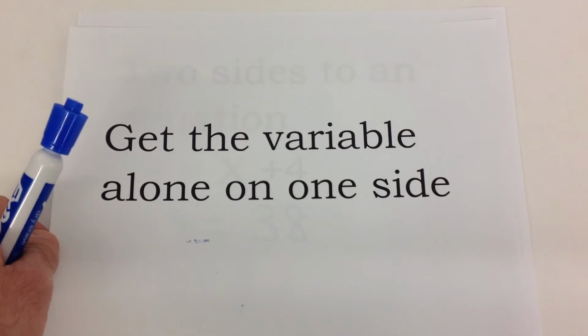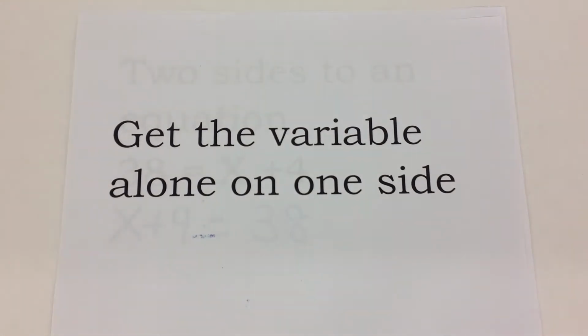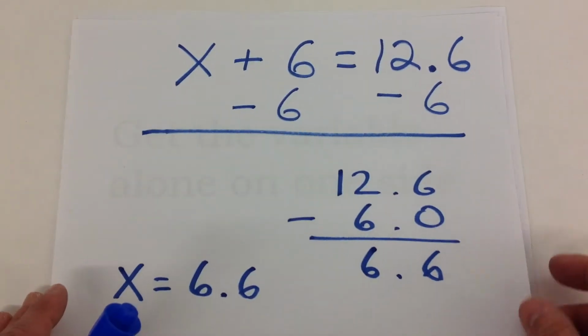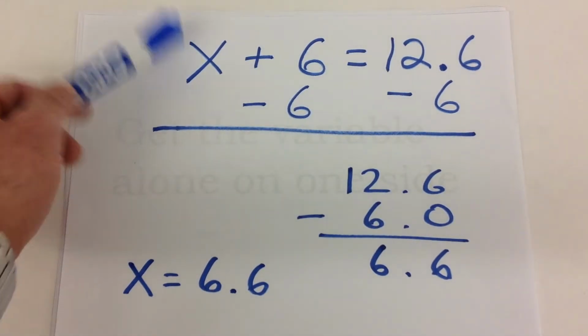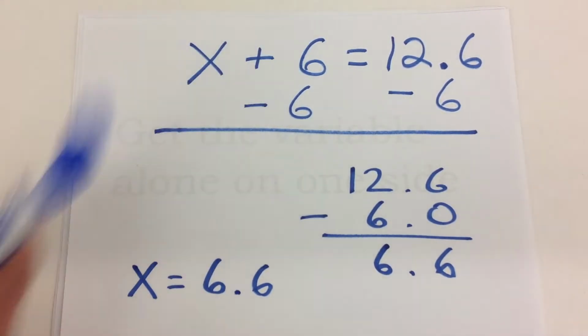Here's some rules we want to do. We want to get the variable alone on one side. Right? So, let's look at this. We have x plus 6 equals 12.6. We want this x all alone. Well, the 6 is in the way.